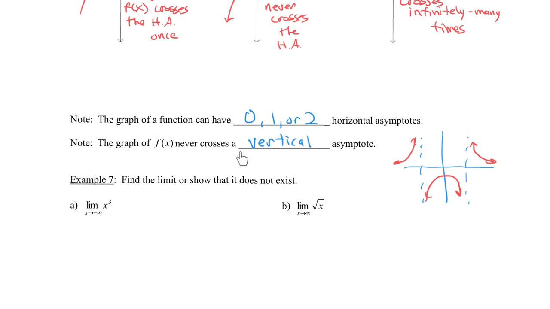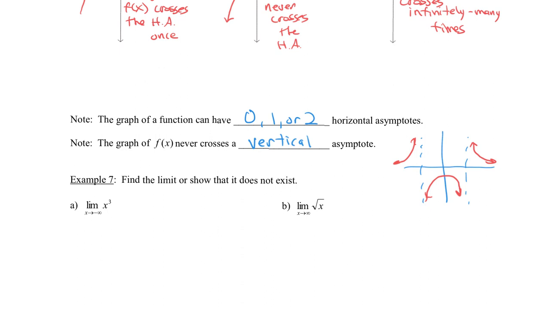So the graph of a function never crosses a vertical asymptote. It can jump over it like this, but it won't actually cross through it. Where it can with a horizontal asymptote, as we saw above, the graphs can cross horizontal asymptotes. For example 7, we are asked to find the limit or show that it does not exist.